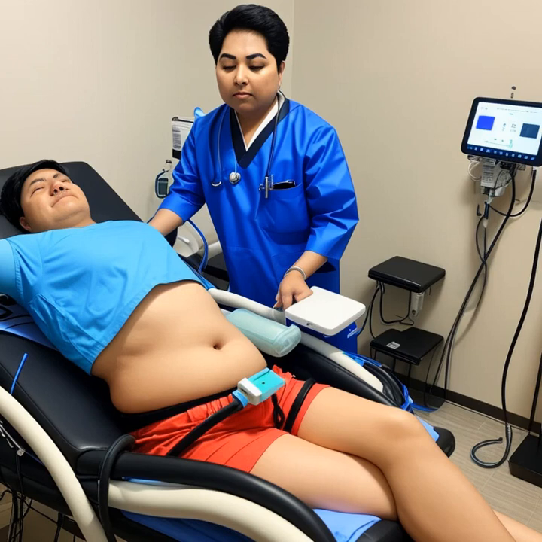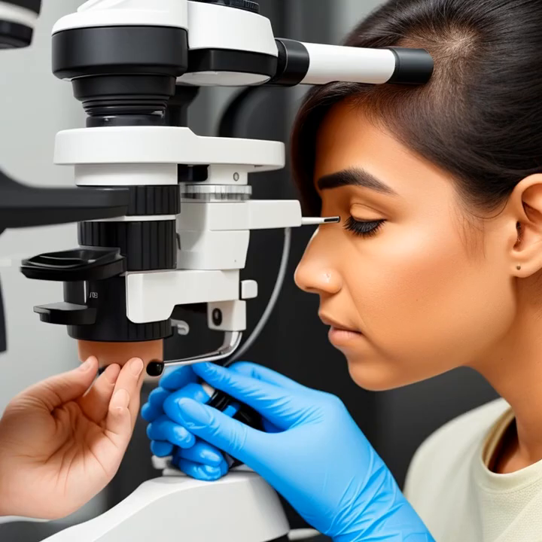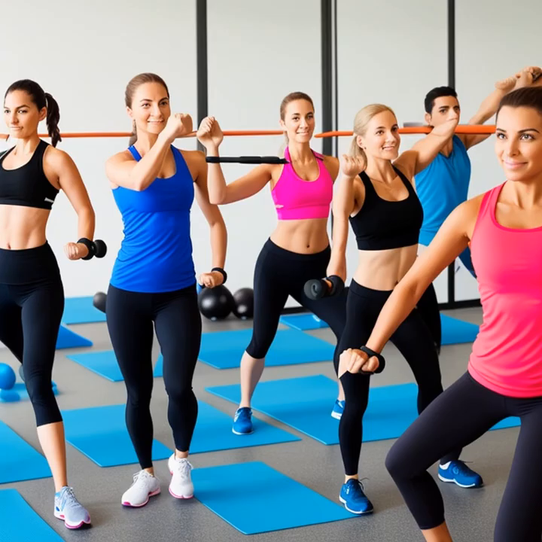If diabetes is left unmanaged, it can lead to a wide range of long-term complications. High blood sugar levels can damage blood vessels and nerves, affecting various organs and systems in the body. Some of the potential complications include: 1. Heart disease. Diabetes increases the risk of heart disease, stroke, and other cardiovascular problems due to damage to blood vessels and high blood pressure.